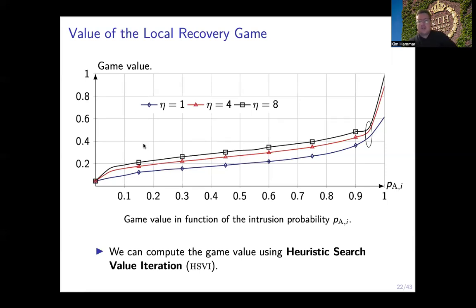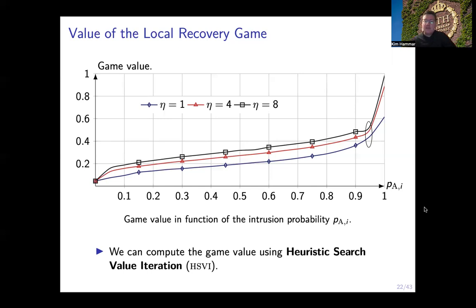And here I've plotted the value of the game in function of the intrusion success probability of the attacker. Now recall that the value of the game from the controller's perspective is actually a cost. So as you would expect, when we increase the probability of an intrusion, the value of the game also increases. And in the extreme case that you see to the right, when the probability of an intrusion is 1, then we have a very simple equilibrium, a pure equilibrium actually, where the attacker will always attack and the controller will always do recovery. Which is quite intuitive, I think. And that leads to an average cost of around 1.